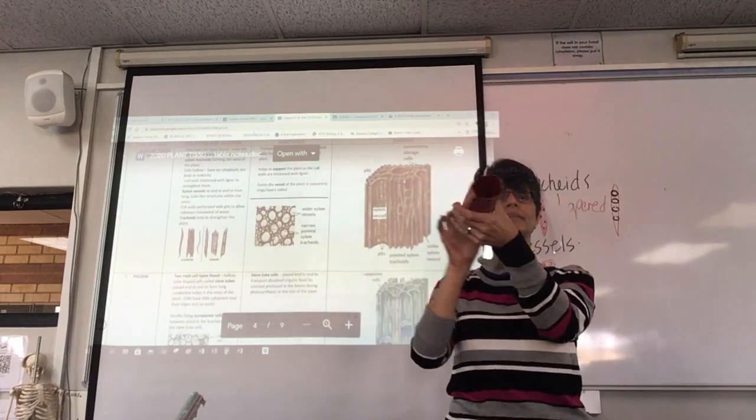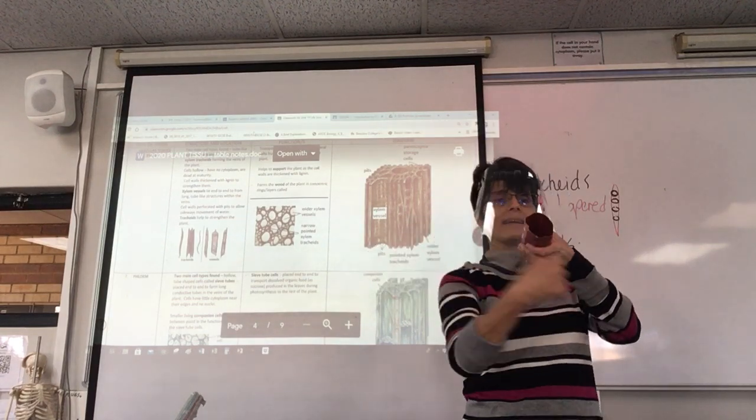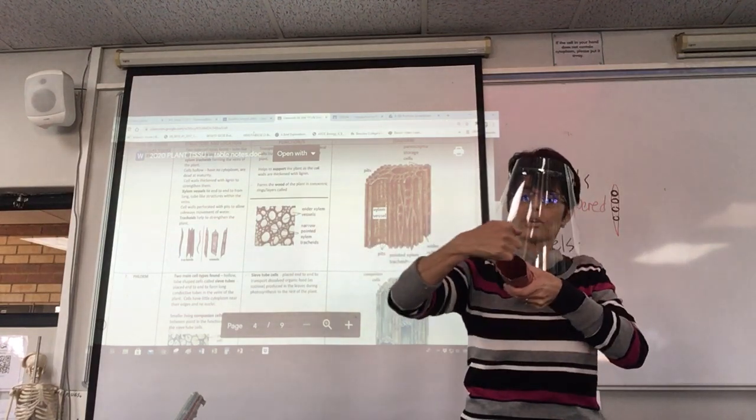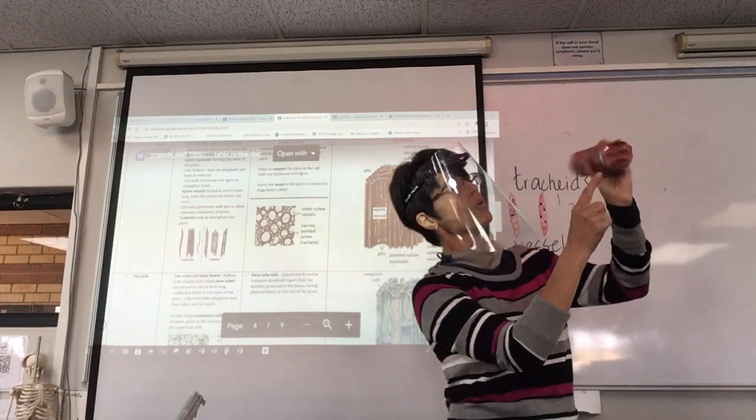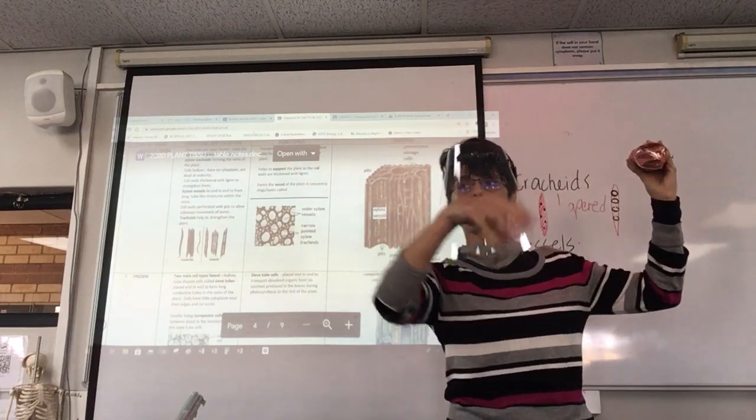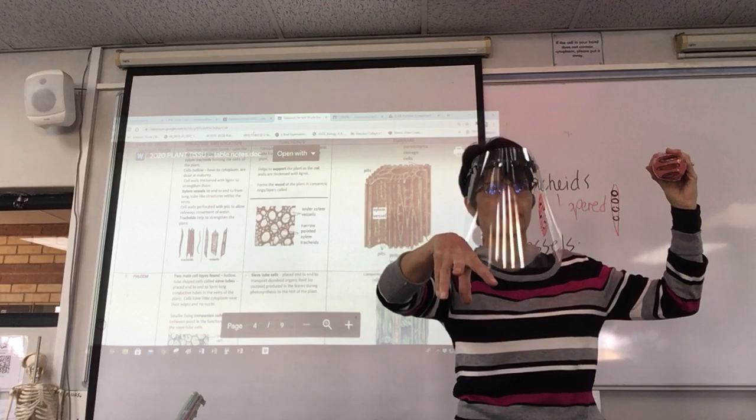So there's the vessel, it's wider, got sort of a hexagonal shape in cross-section, so it could be open-ended, or it could have like, you know, the drain pipe in your sink or your bath?